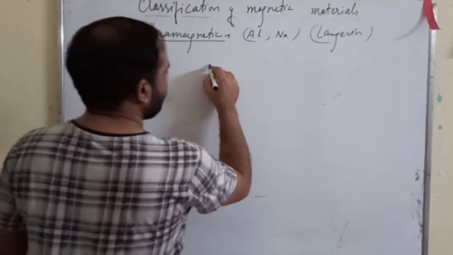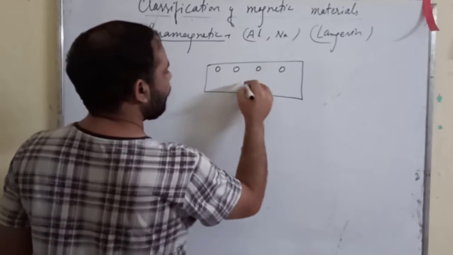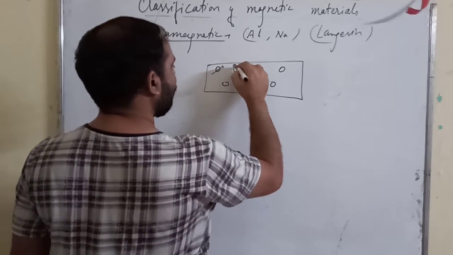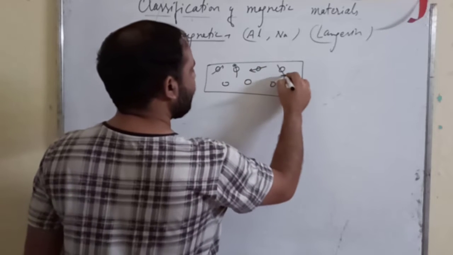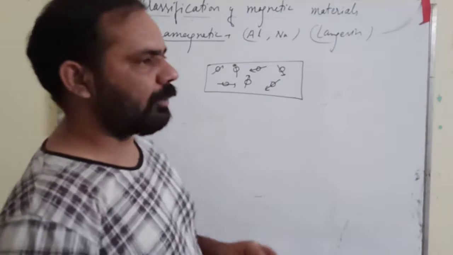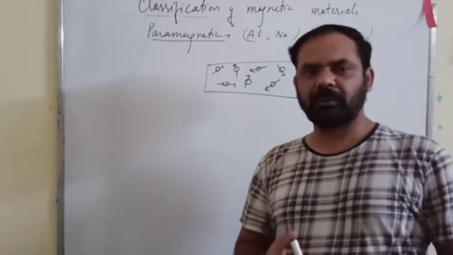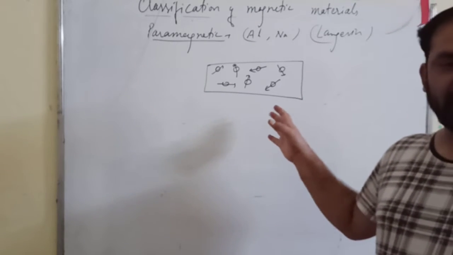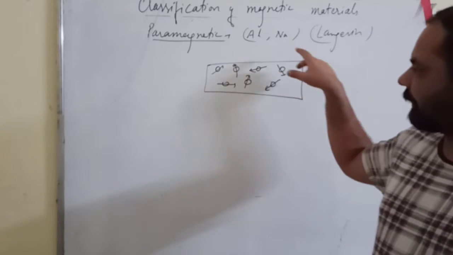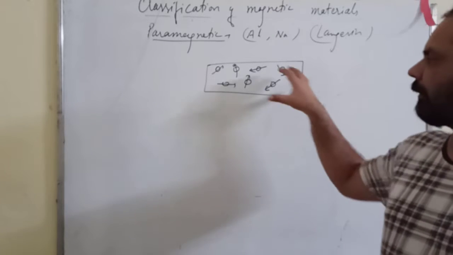Suppose this is a magnet. There are some unpaired electrons in each atom, so each and every atom has a dipole moment. But the directions of their dipole moments are random, meaning the dipole moments are randomly directed. Why? Because of their temperature, they have some internal energy, and because of that they are randomly directed.